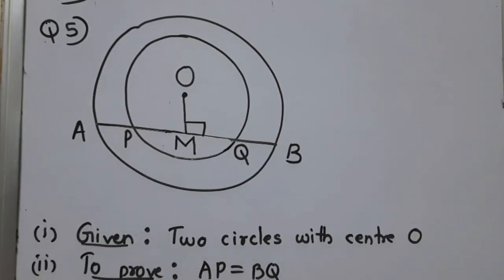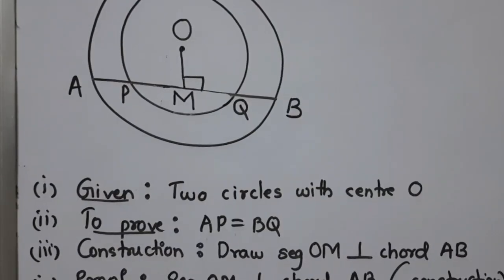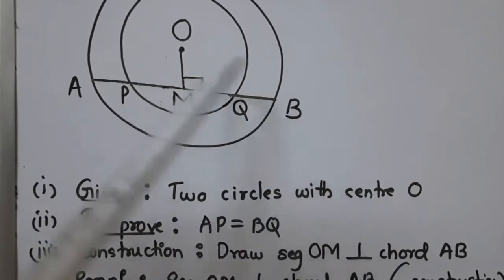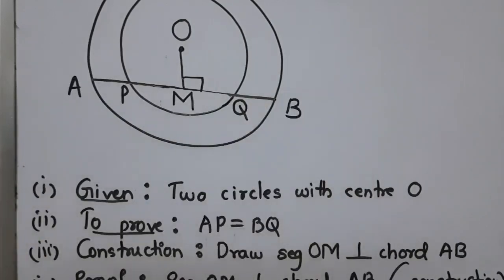What is given in the question? Two circles with center O. What we have to prove? AP is equal to BQ. Next, third one is construction. What have we done in the construction? We have drawn a segment OM perpendicular to chord AB.